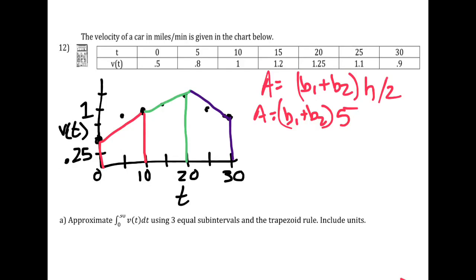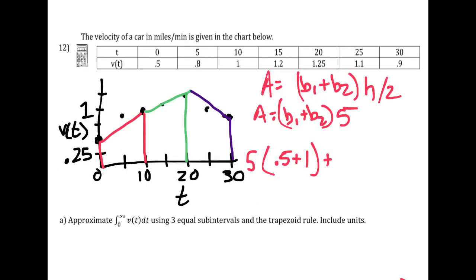So let's look at my pink trapezoid. I'm going to get the height of my bases. So I'm going to use the y values of the left endpoint there. So the y value at 0 is 0.5, plus my second y value there at 10, which is 1. And we're going to say that is multiplied by 5, the 10 over 2.